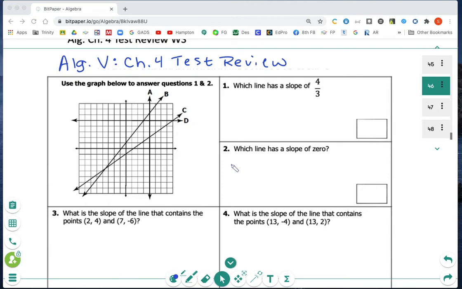The Chapter 4 test review. Number 1, which line has a slope of 4/3?